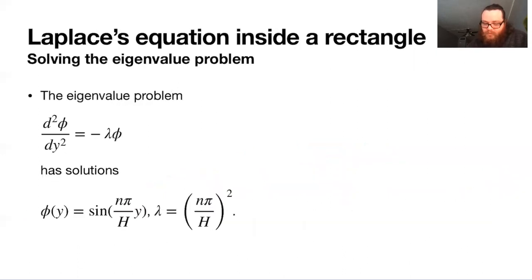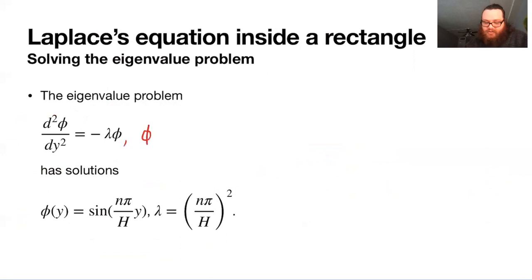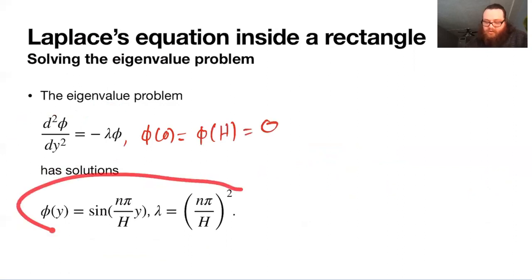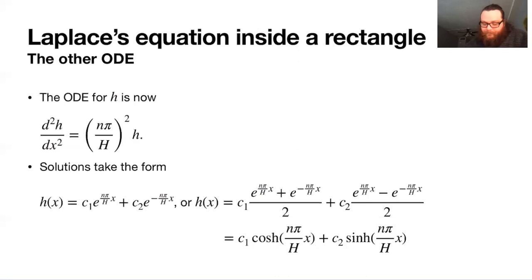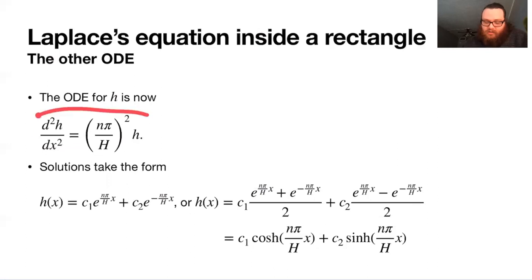As I said, we've already solved this eigenvalue problem. Technically, with the boundary conditions phi of 0 equal to phi of h, which is 0, we know that the solutions look like this. And so now we know what lambda is. So take this lambda and plug it into the other ODE. The ODE for h is now this.